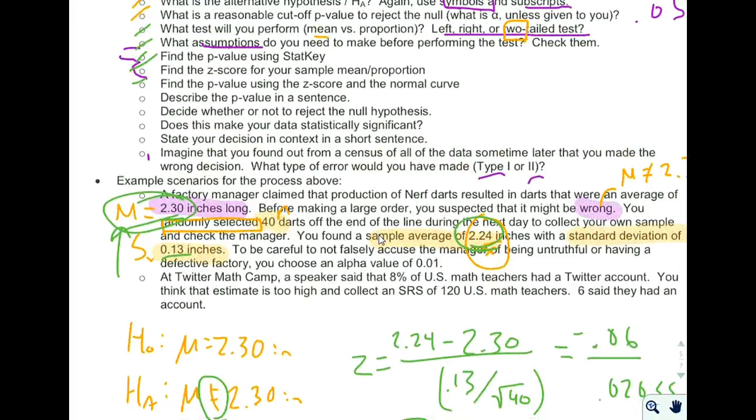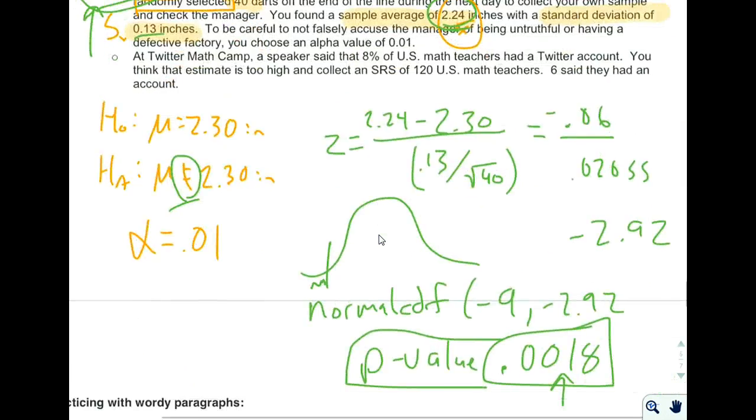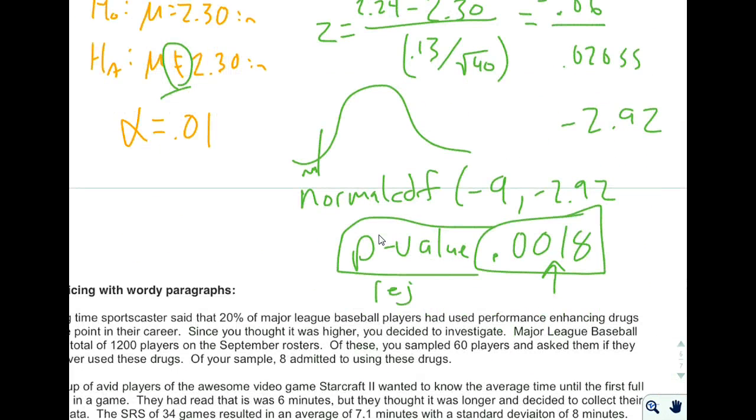Our next step then is to decide whether or not we reject. Is 0.0018 less than 0.01? Yes, it is. So we do reject. And that makes our data statistically significant. So reject, significant.